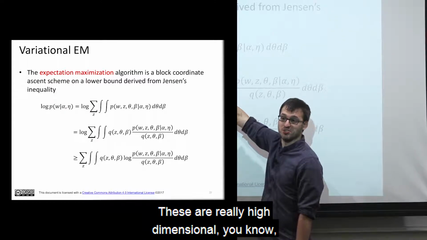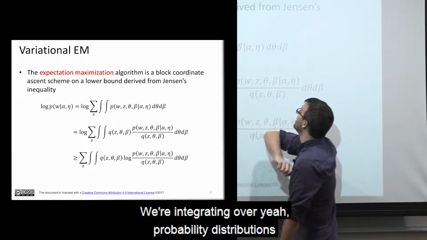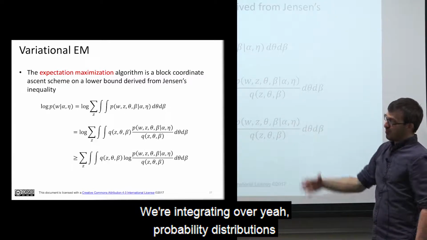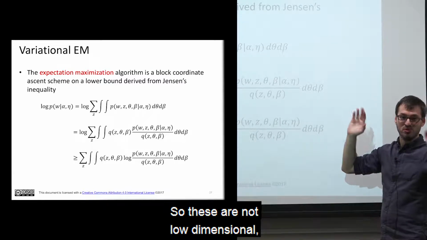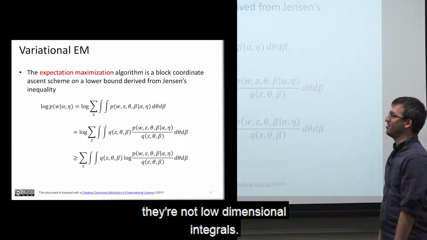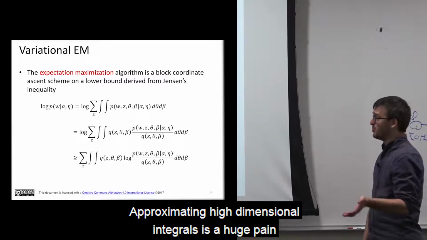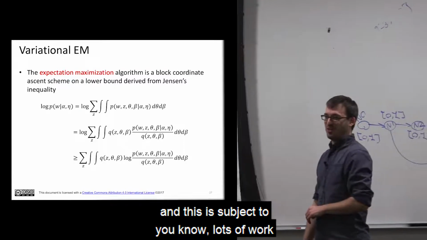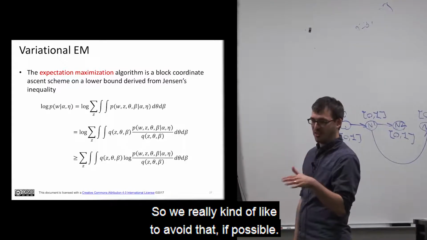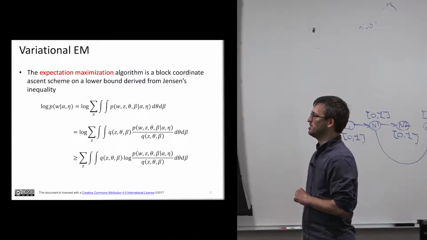These are really high dimensional integrals potentially, right? We're integrating over probability distributions over 10,000 words, right? So these are not low dimensional integrals. Approximating high dimensional integrals is a huge pain and is the subject of lots of work in numerical analysis. So we'd really like to avoid that if possible.